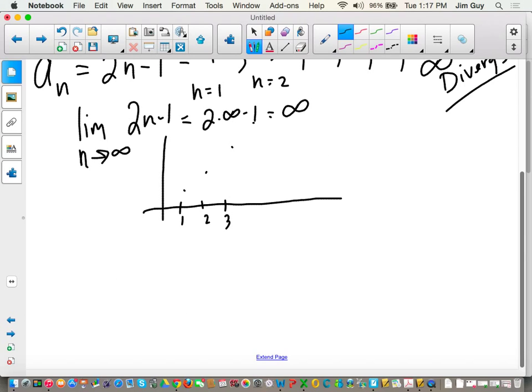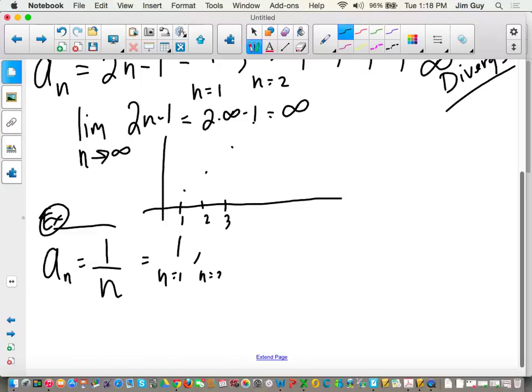So that's in contrast. Let's do one that will converge. Just kind of giving it away here. Let's say instead we have this example: a sub n is 1 over n. So now we put 1 in first. We get 1. We put in 2. We get 1/2. Then 1/3, 1/4. Again, don't put a plus sign. This is a sequence, not a series. 1/5, and so on.